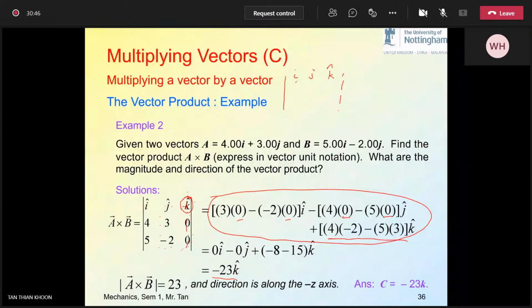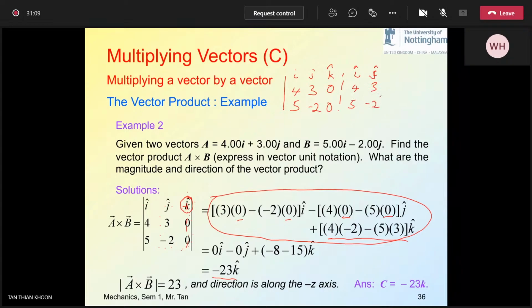It's going to be something similar to this. It's just that you will need to write this out first: I, J, K. So you will have 4, 3, 0, 5, minus 2, 0. You need to write out another column. Sorry, this is J. So you have 4, 5, 3, minus 2.